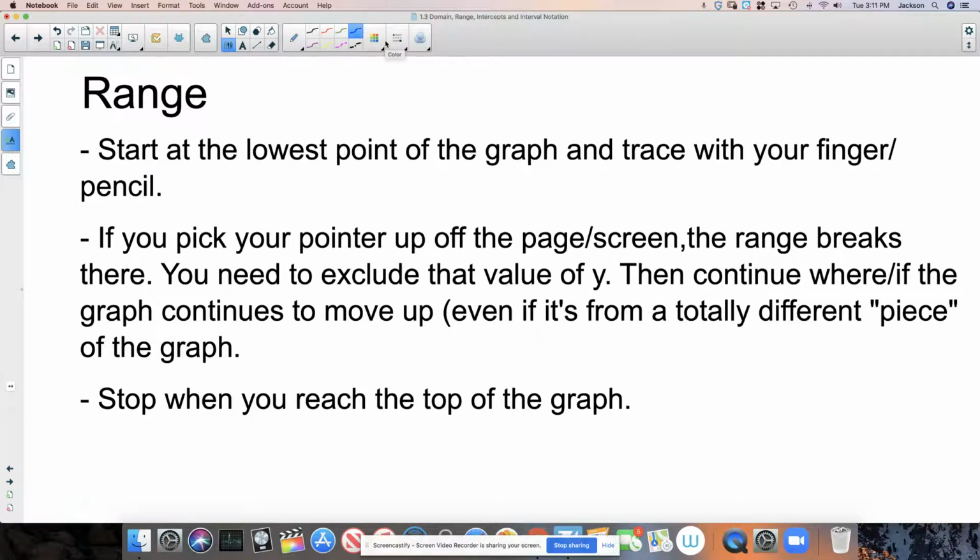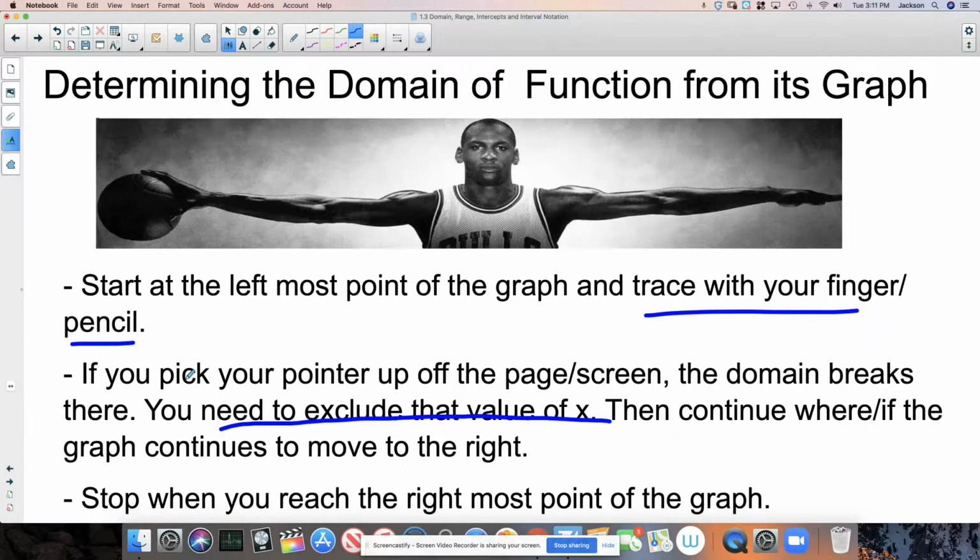Okay, let's do range. Range in interval notation is going to be very similar to domain in interval notation. For domain, we said start at the left. And why are we starting at the left? Because the domain, these are our input values.